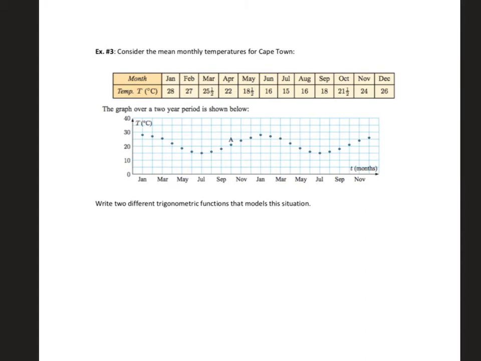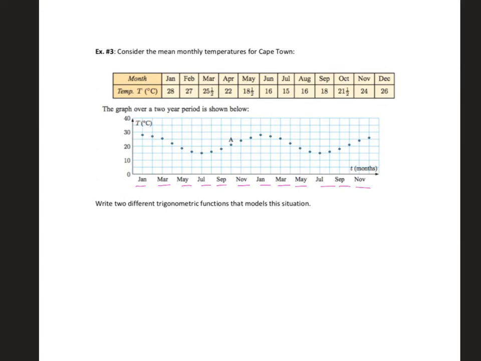Now, you'll notice that the graph is for a 2-year period. The table is for 1 year, but also notice that because they don't want points to overlap, they didn't go January, February, March, April, May. Here, they went January, March, May, July, September, November, January, March, May, July, September, November.